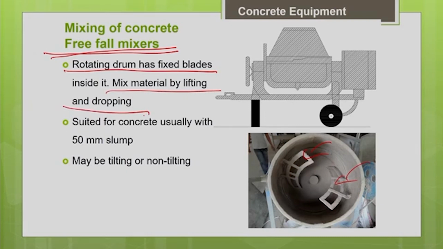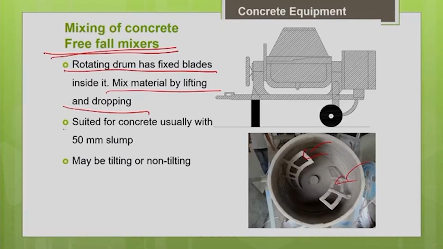That is why, for this mixer machine, you should have some desired consistency of the concrete to facilitate the free fall mechanism. If the mix is very stiff or very cohesive, in that case this mixer machine won't be compatible. The free fall won't be possible with a very stiff mix. So we need a slump of at least 50 mm to have the free fall mechanism. It is suited for concrete usually with 50 mm slump. So a minimum 50 mm slump is needed to facilitate the free fall mechanism.